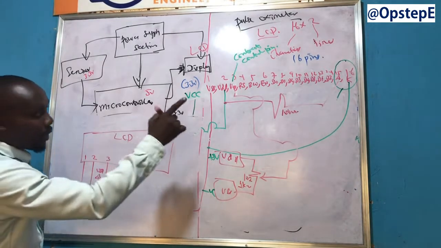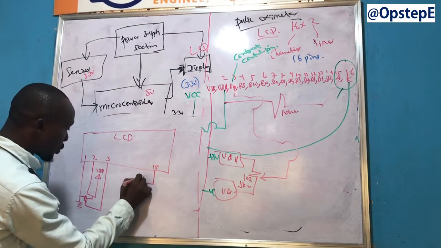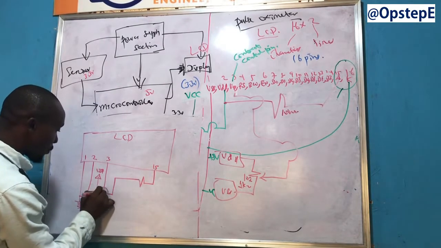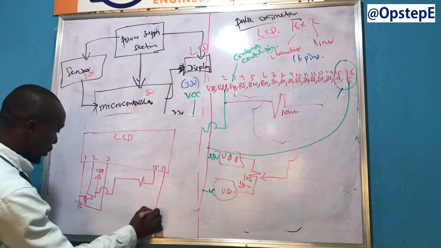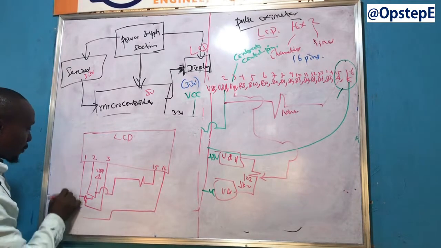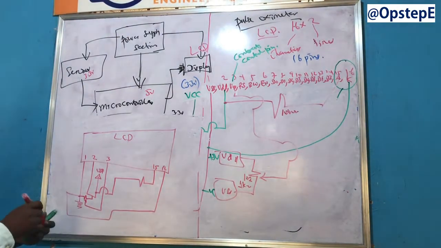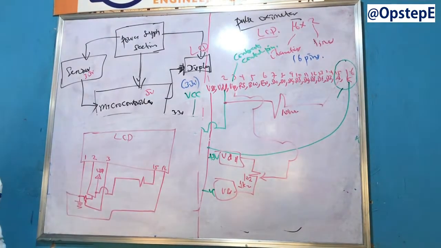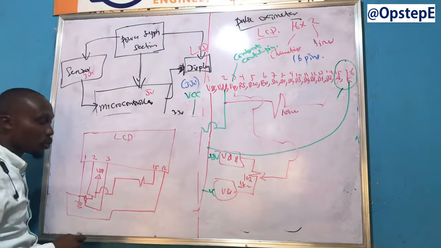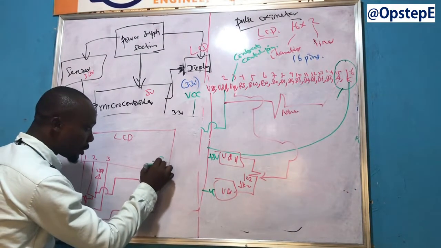And then my pin 15 will have come through a resistor to my VDD. And my pin 16 will have just come and attach itself to my ground. Do you understand? So this is how your pin 1, 2, 3, 15, and 16 will have been done. Don't forget that what is between your pin 15 and 16 is just a light emitting diode.